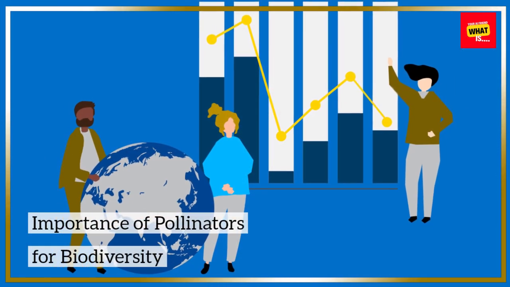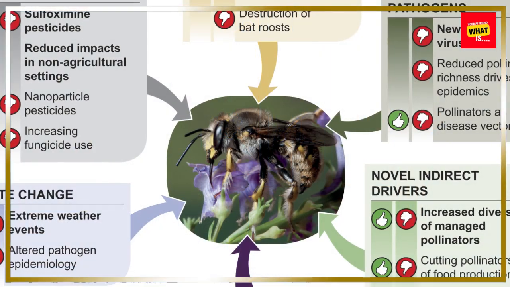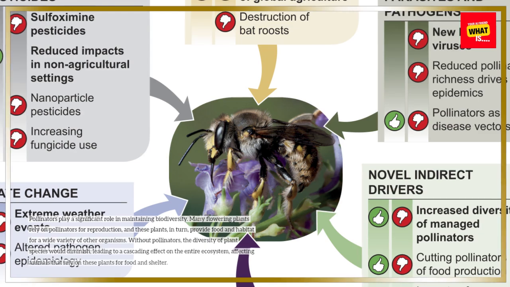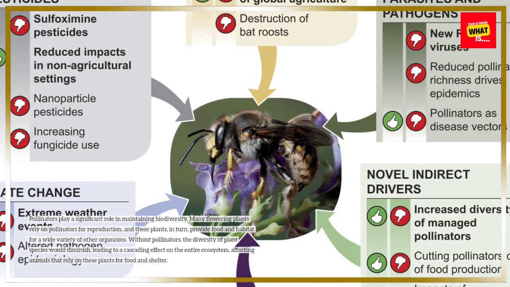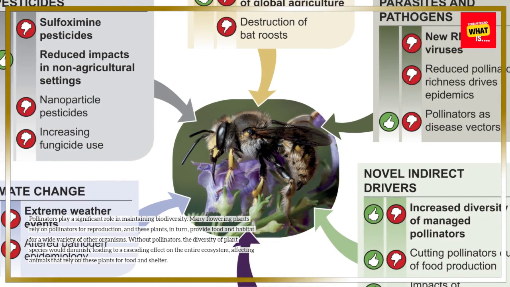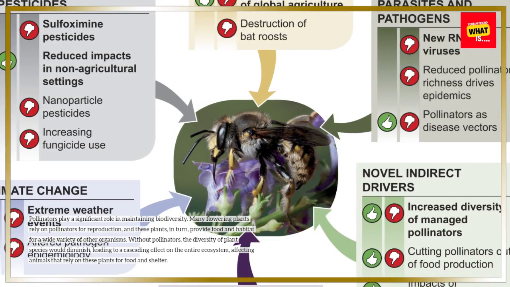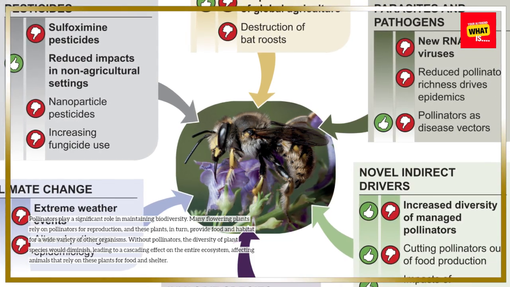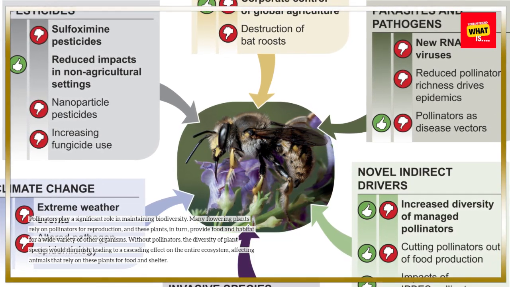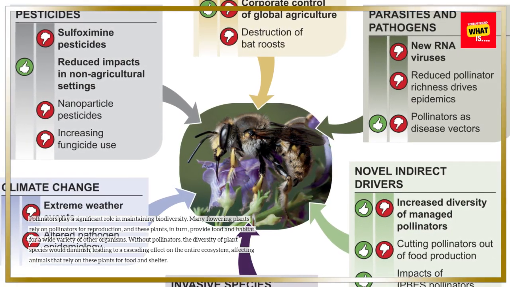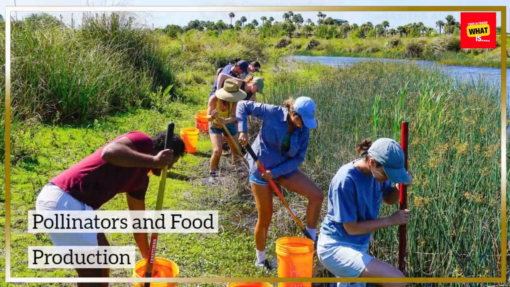Importance of pollinators for biodiversity. Pollinators play a significant role in maintaining biodiversity. Many flowering plants rely on pollinators for reproduction, and these plants, in turn, provide food and habitat for a wide variety of other organisms. Without pollinators, the diversity of plant species would diminish, leading to a cascading effect on the entire ecosystem, affecting animals that rely on these plants for food and shelter.